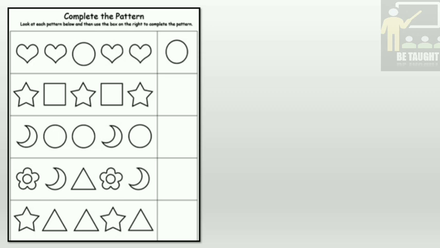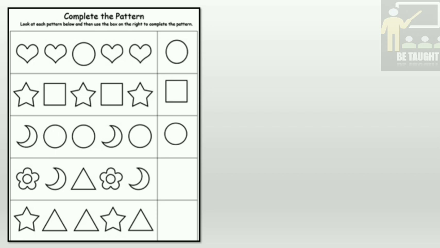Similarly, the next one, a star is given, then a square, again a star, a square, again a star. So the next pattern will be of a square. The next sum, the moon, again two circles, again a crescent moon is given, again a circle. So the next will be again a circle.